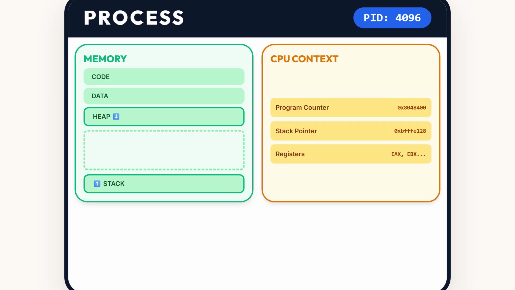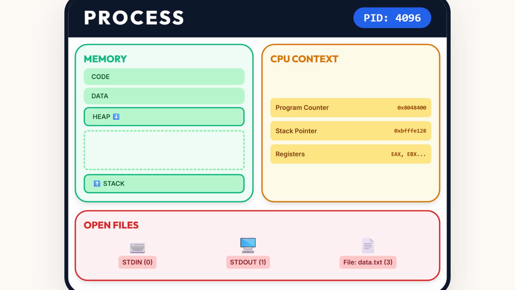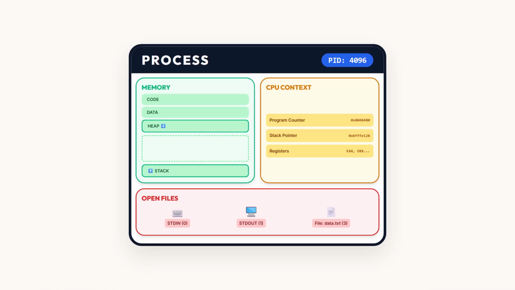Now, apart from memory, a process also has something called CPU context. This includes things like the current instruction being executed and other important values inside the CPU. In simple terms, this is the current state of the process while it is running. A process also has open files. For example, when a program prints something on the screen or takes input from the keyboard, it is actually using files in the background. All of this together forms the complete state of a process.